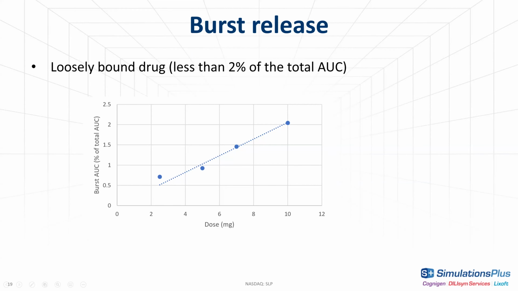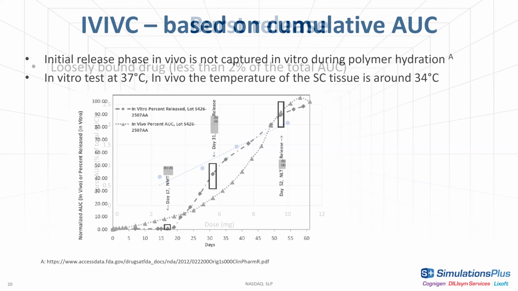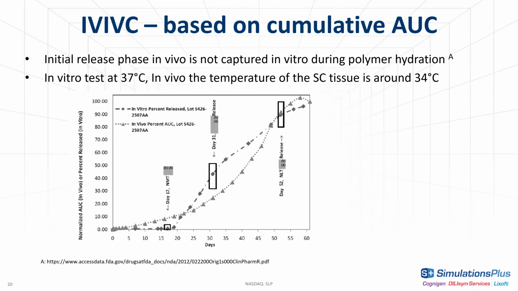The IVIVC that was reported in the Clean Farm review on the FDA website shows a good correlation, I would say, between cumulated AUC in vivo and percent released in vitro. And you have that profile here, which still shows that the in vitro release method, which is the diamonds here in the graph, does not show any release over the first 20 days, whereas in vivo you have already drug appearing in the systemic circulation. So there's that mismatch here, which is apparent for the initial 20 days.